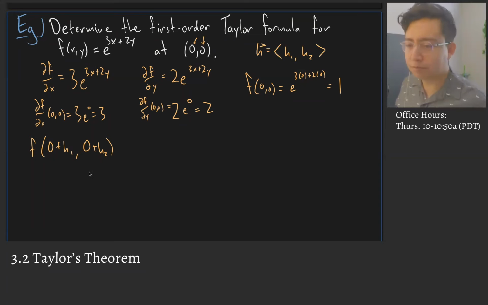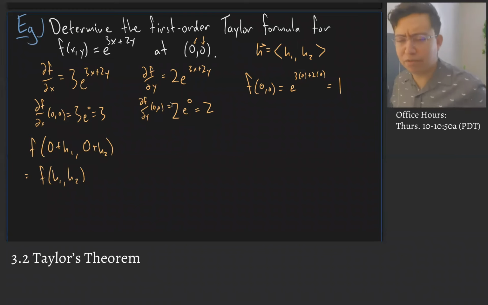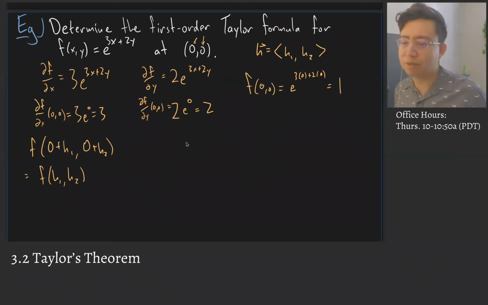Now in this case, the zeros are just adding extra unnecessary notation. So I'm just going to write this as f of h1, h2. It's not uncommon. In fact, I was looking over the homework, and there are several problems where you're looking at the Taylor formula at the origin. So this is going to be common, where the zeros just go away. But if you're looking at it somewhere else, say at 1, 0 or 1, 1, then you're going to have extra stuff being added like this.